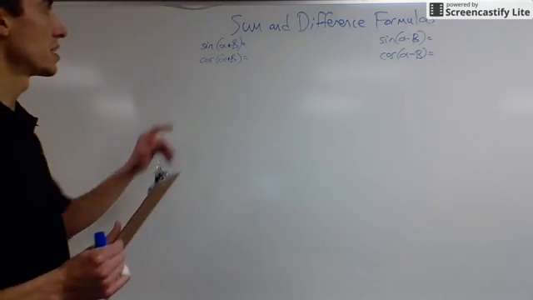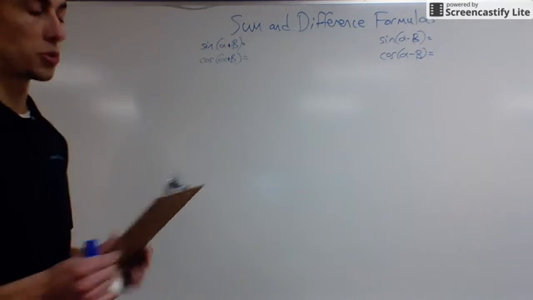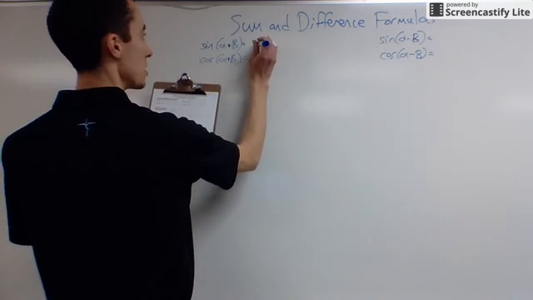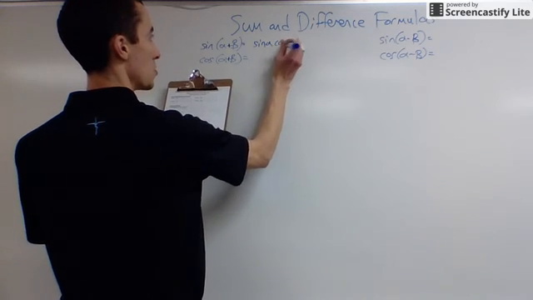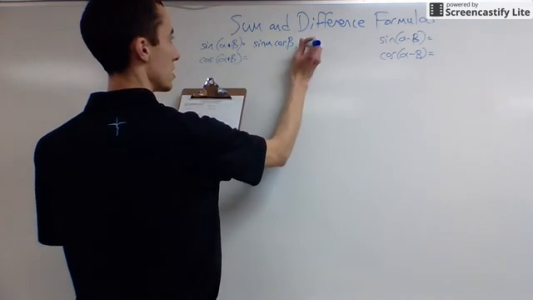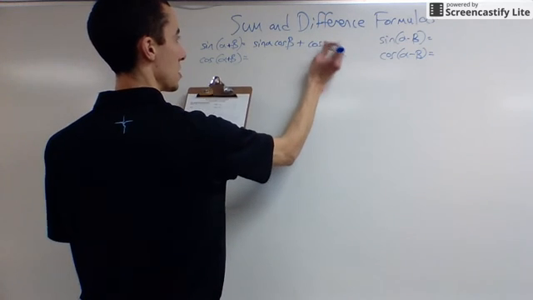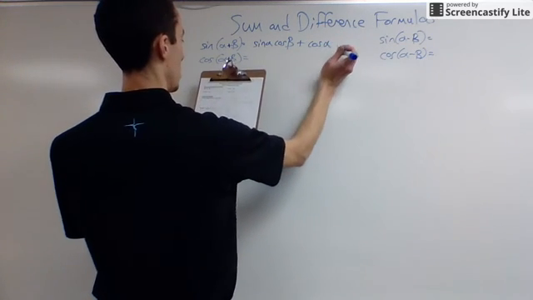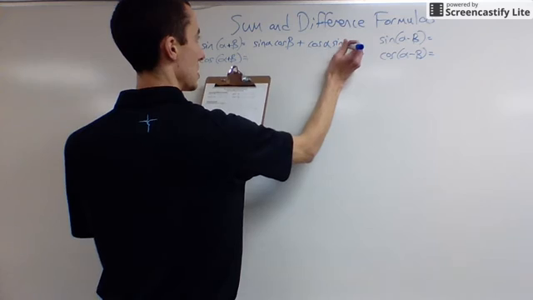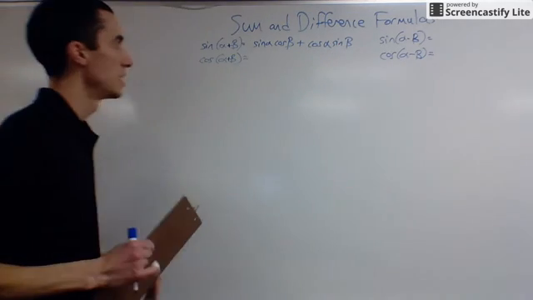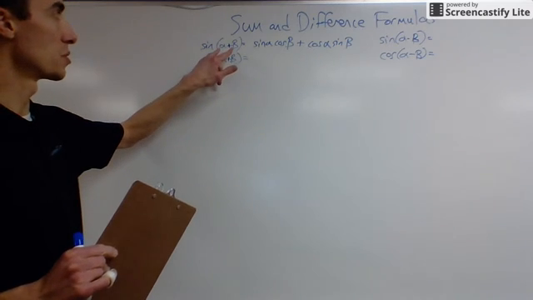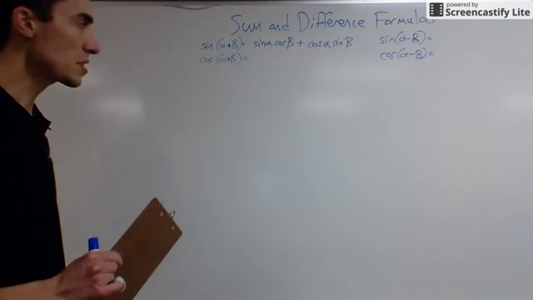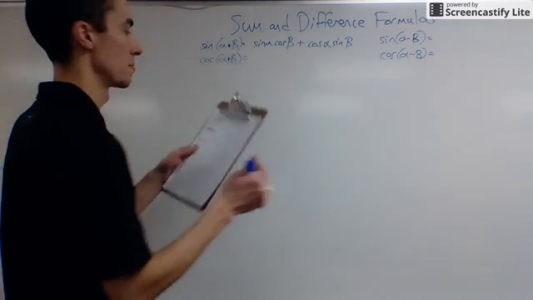So to find the sine of the sum of two angles, we do the sine of the first times the cosine of the second plus the cosine of the first times the sine of the second. In this example, for these formulas we're using alpha and beta. We could use any two angles.